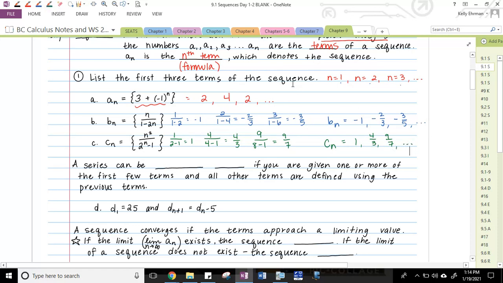So listing out terms of a sequence, easy. Is that likely to be on the AP test? No, but it's where we have to start.